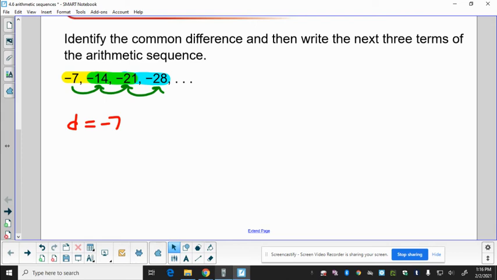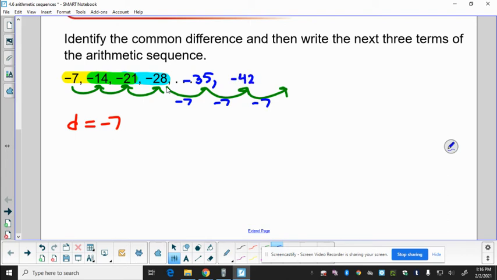What about the next three terms? What would they be? Well, what I would do is I would just keep going. And what I would have to do is just keep subtracting 7 each time. So what would that be? Well, negative 28 minus 7, negative 35. Negative 35 minus 7, negative 42. Minus 7, negative 49.